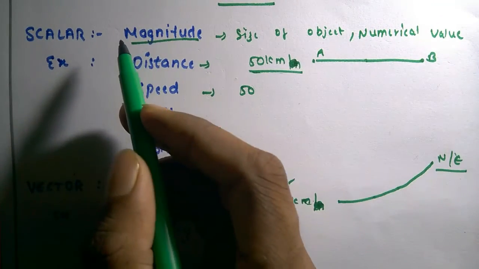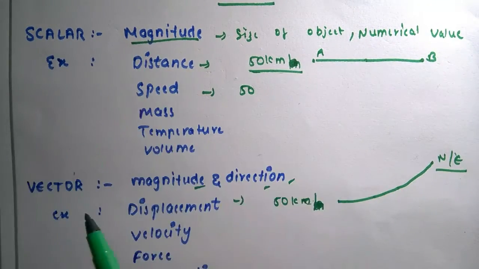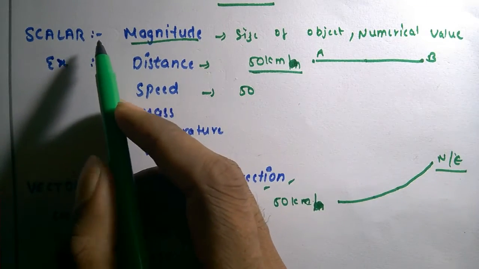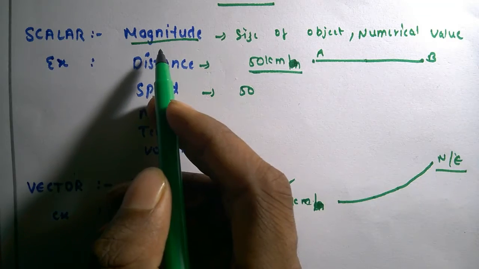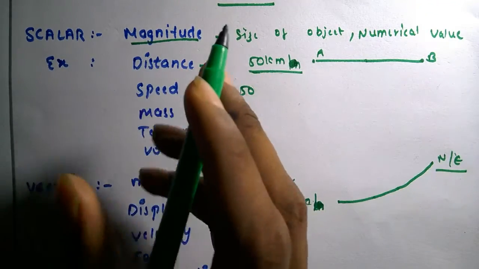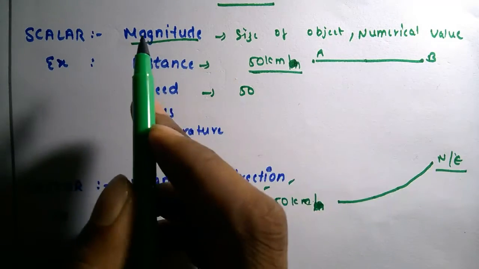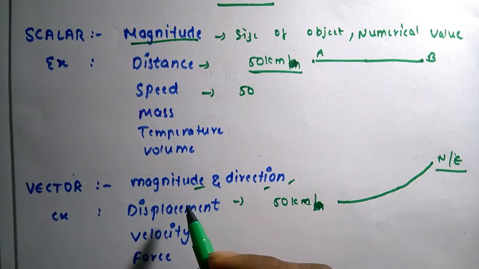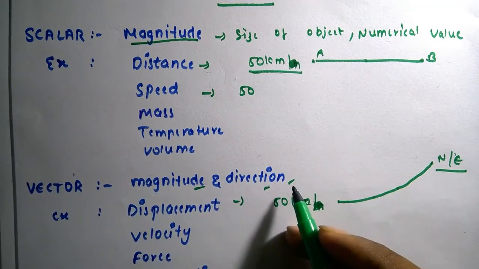First, we're going to discuss scalar quantity and vector quantity. These quantities we are going to discuss here. First, what is meant by scalar quantity? A scalar quantity has only magnitude and doesn't have any direction. So this is a scalar quantity. And what is a vector quantity? A vector quantity has both magnitude as well as direction.